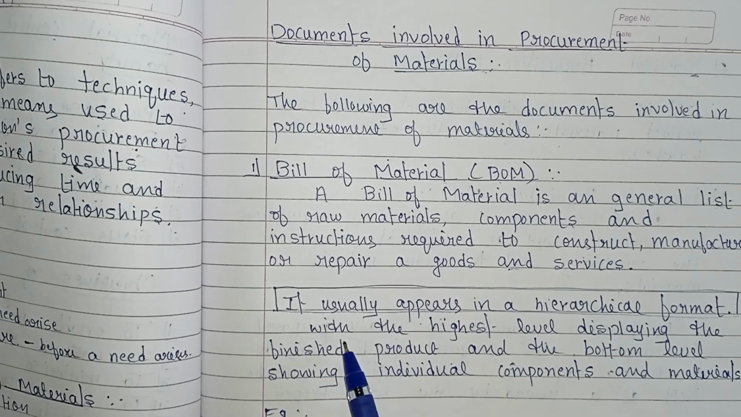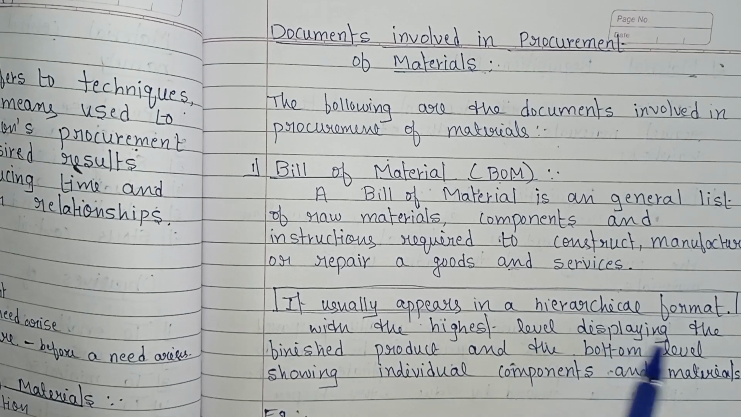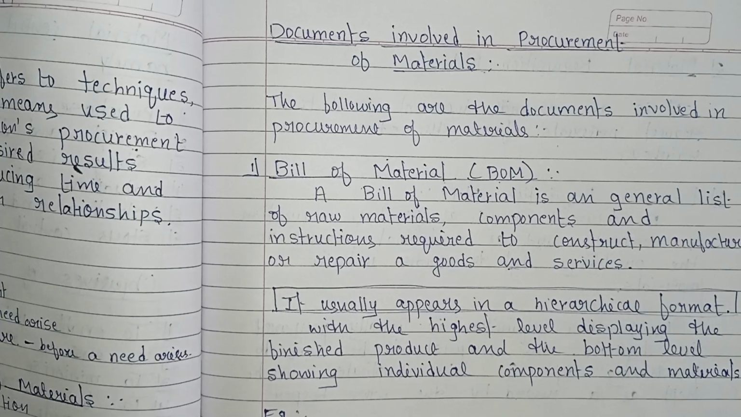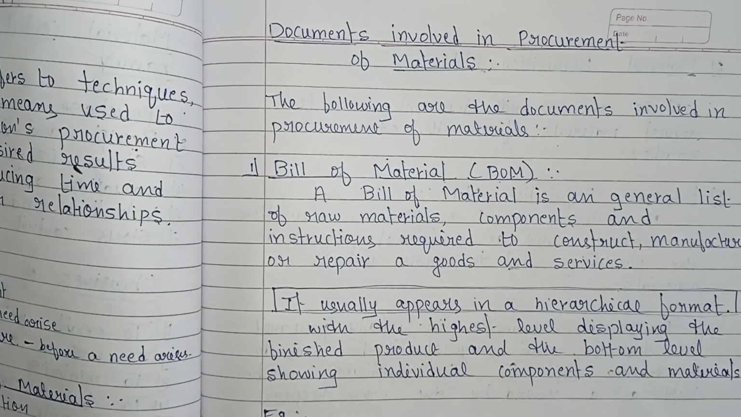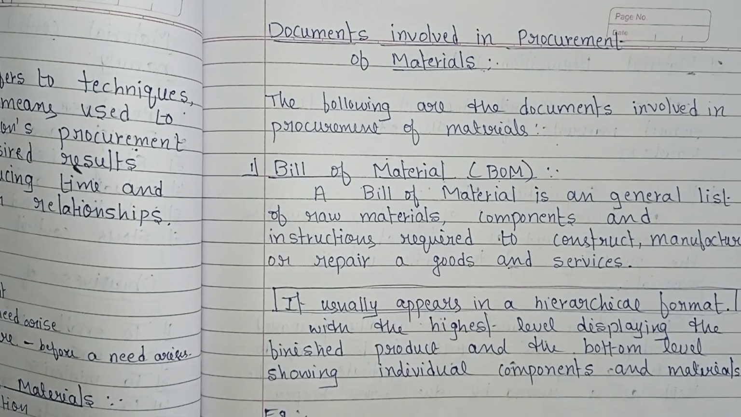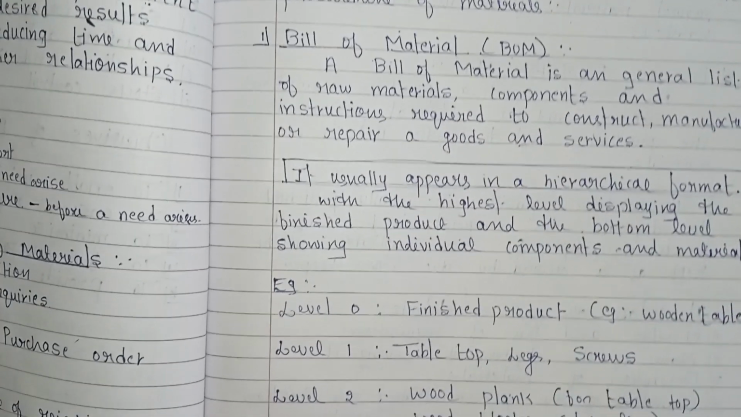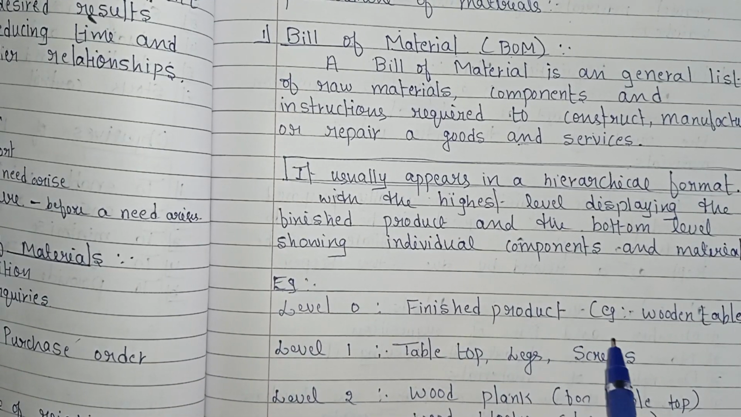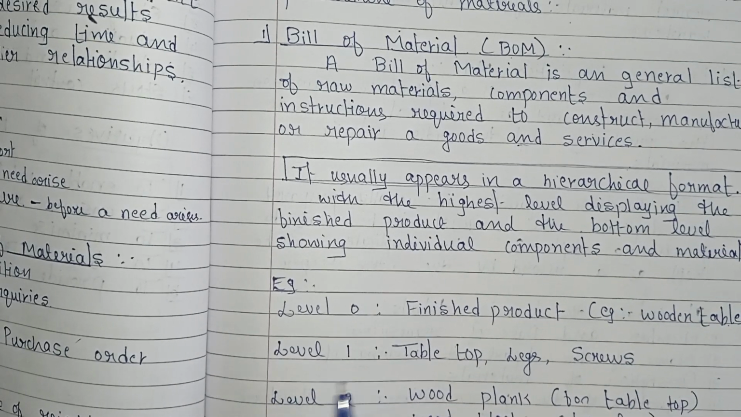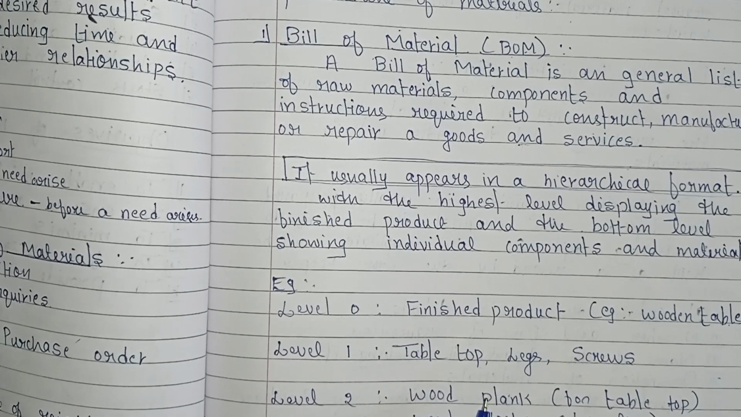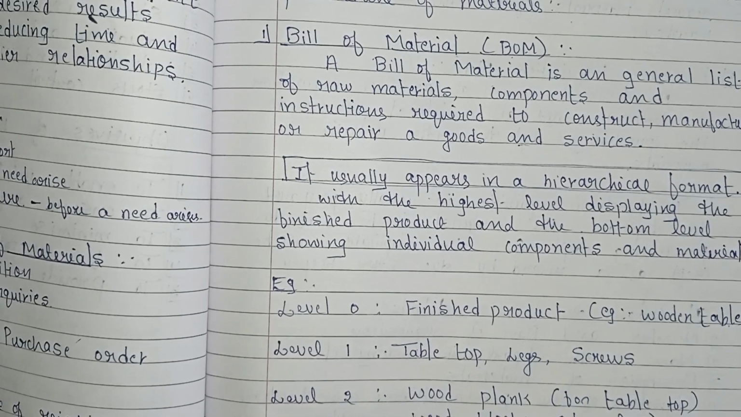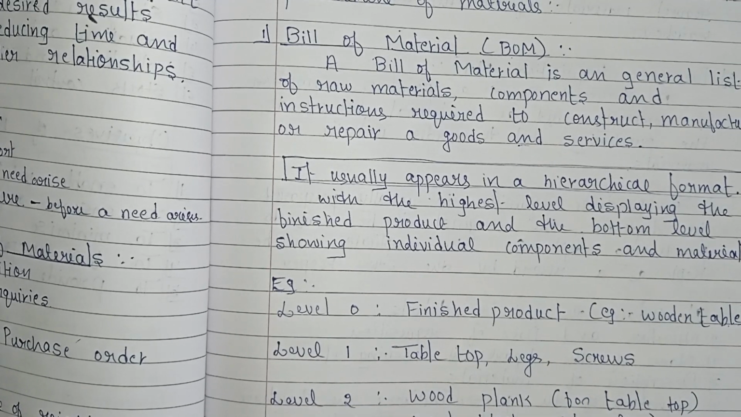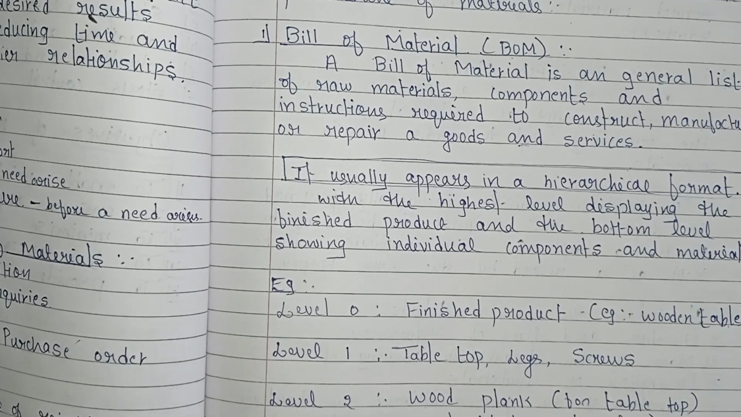What they are saying here, with the highest level displaying the finished product, means the name of the finished product, and the bottom level showing the individual components and materials. Here again I will take the same example. See, level 0, that is the finished product, for example, wooden table. And level 1, that is tabletop, legs and screws. Level 2, wood plank for tabletop, wood blocks for legs, etc. This is the hierarchical format.